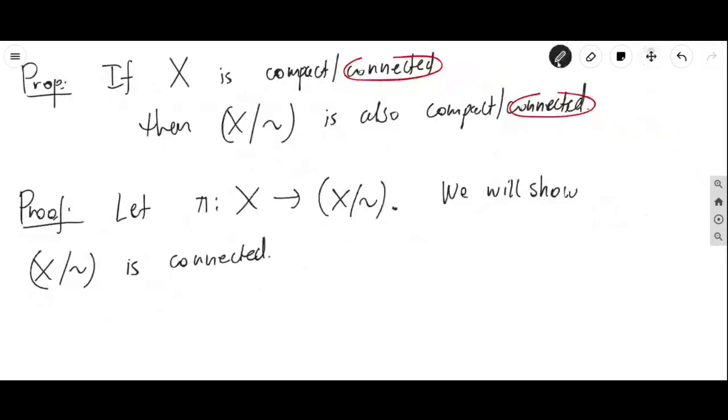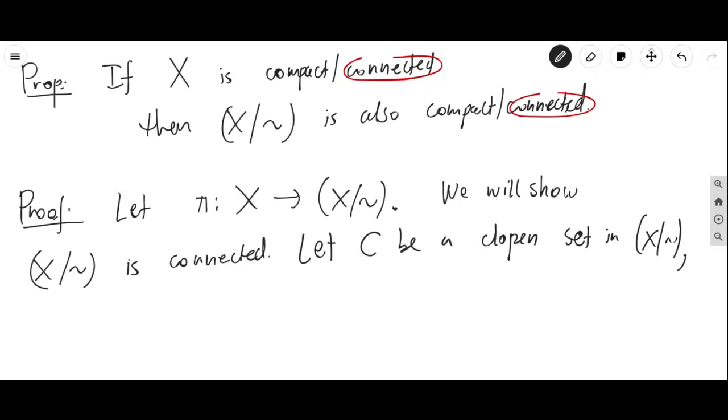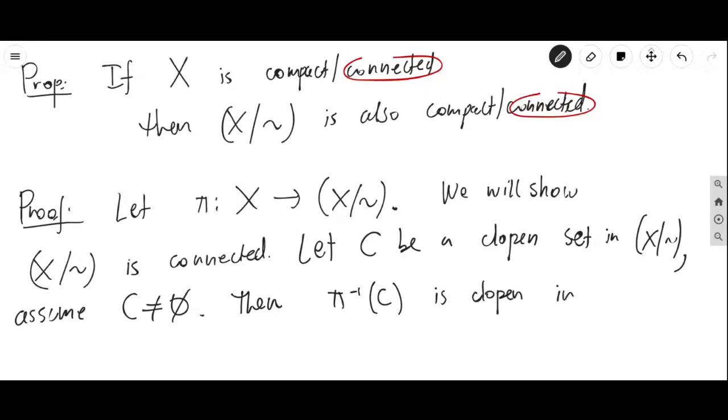So here's how we do it. The definition is with clopen sets. So let C be a clopen set in the quotient, and let's assume that it's a non-empty clopen set. Then pi inverse of C is clopen in X, because pi is a continuous map. If C is open, the inverse image is open. If C is closed, the inverse image is closed. So the inverse image is a clopen set in X.